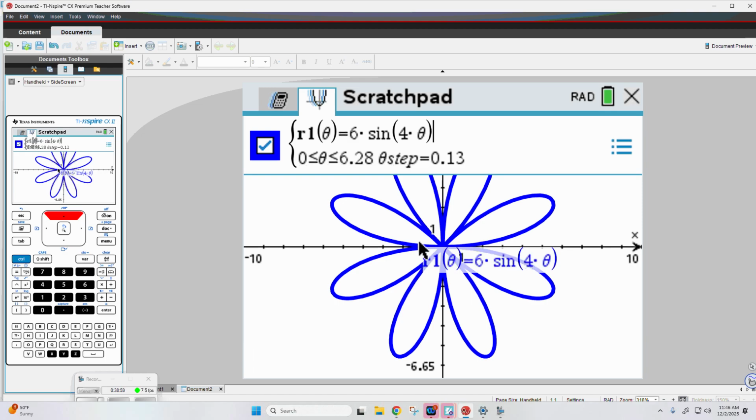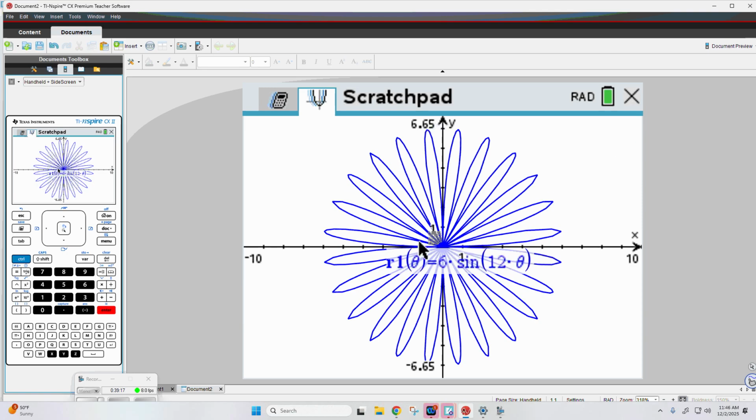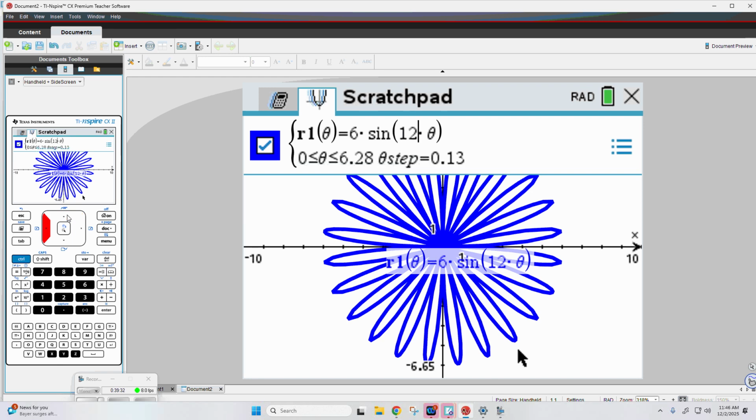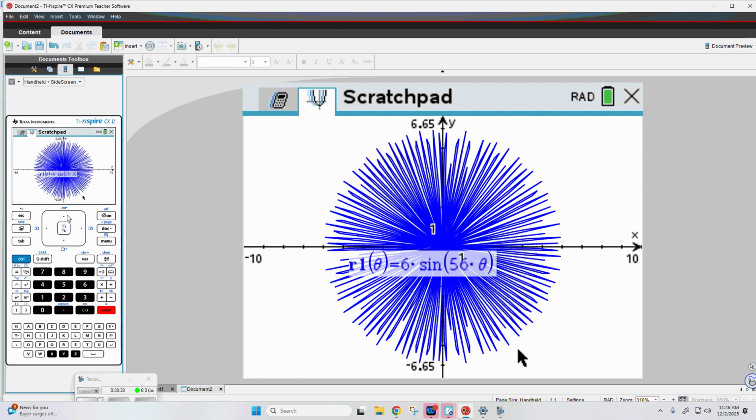Okay, so let's put in something like, how about 12? So how many petals should I have? Okay, 24. Remember, if it's even, you double the number. If it's odd, then it stays the same. So see, you can start getting some pretty pictures here. You know, to kind of play around with it, see what you got. Do 56. Don't know how the resolution will hold up on that, but let's see. Okay, so what's 56 doubled? 112. So there you go.